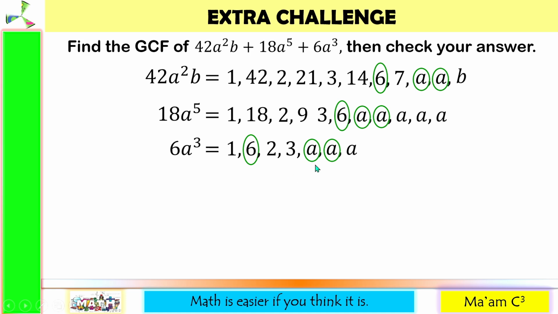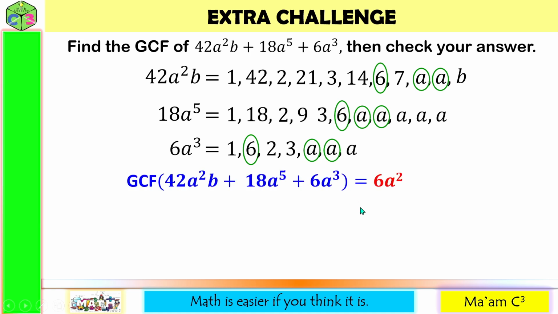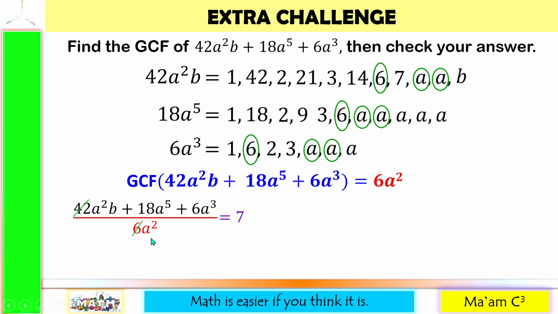That is 6a squared. To check if this is correct, I'm going to write the given and divide this with our GCF. Let's start with the first term, 42 divided by 6. That will give us 7. A squared and a squared here will cancel out, leaving us with b. Let's proceed with the second term. Positive 18 divided by 6 will give us 3. A to the fifth divided by a squared will give us a cubed.